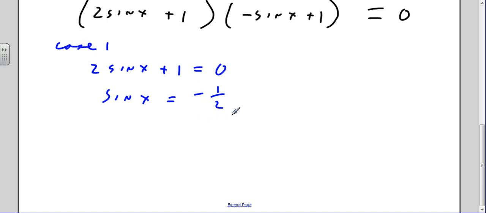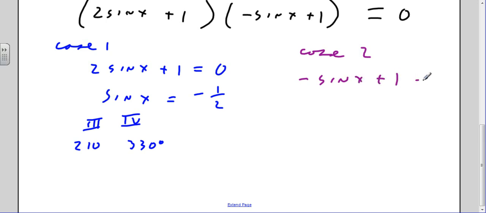Well, again, a half is a reference angle of 30 for sine x. Minus sign means I'm in the third or fourth quadrant. So the third quadrant would be 180 plus 30, 210. In the fourth quadrant, 360 minus 30, 330. And then I'd say, well, case 2: minus sine x plus 1 is equal to 0. Sine x is equal to 1, and sine x is equal to 1 at 90 degrees. So in this case, I only have a first quadrant answer. X is going to be 90 degrees.